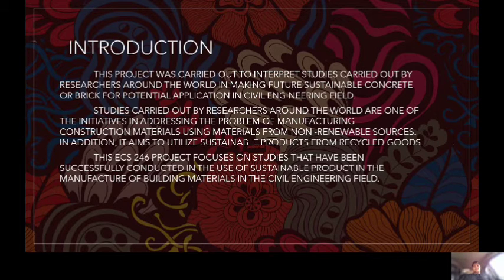This ECS246 project focuses on studies that have been successfully conducted in the use of sustainable products in the manufacture of building materials in the civil engineering field.